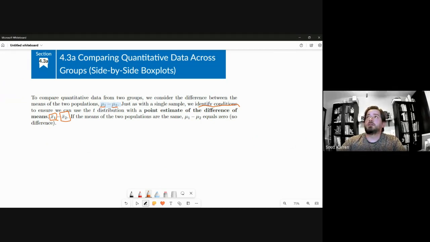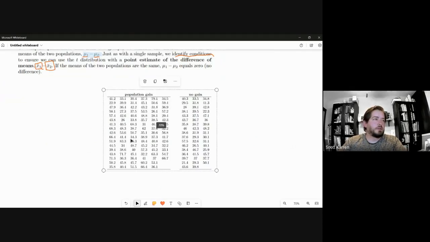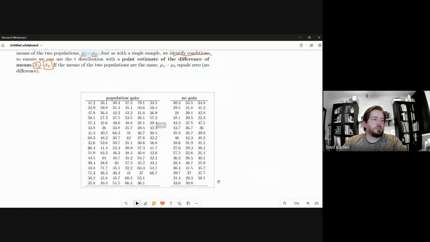So we've got some information. Let me grab, what is this from? Should have grabbed this with it.